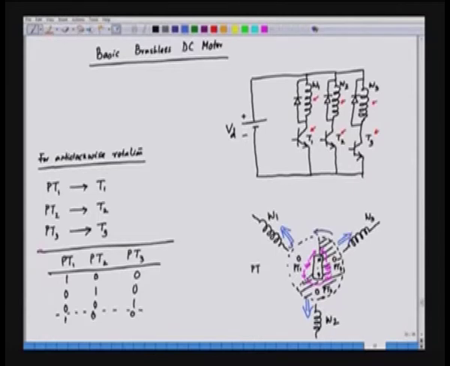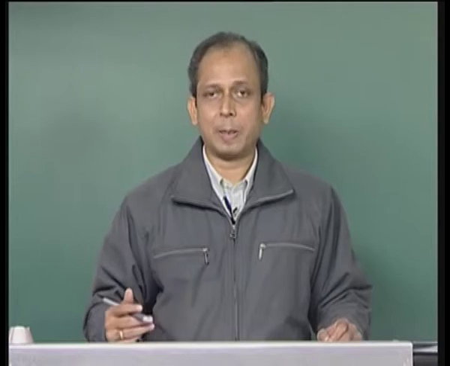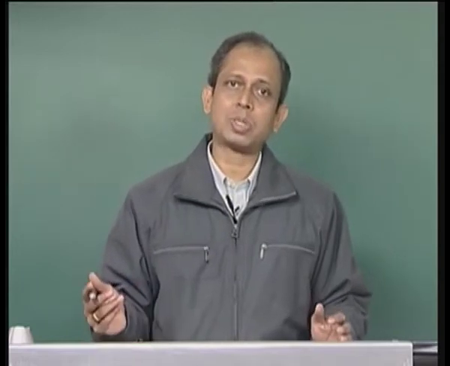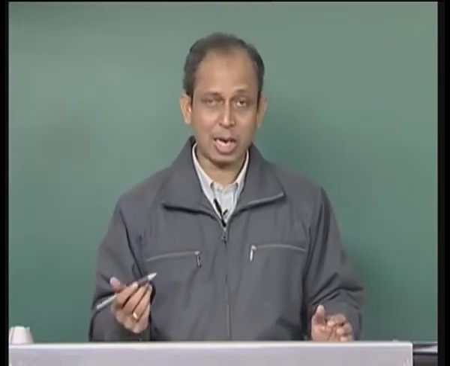So we have a continuous rotation of this field. The field moves from W1 to W2 to W3 and the rotor follows this particular field. And this is the principle of a brushless DC motor, a very simple brushless DC motor. Now, if we want to change the direction of rotation, we can also do that.